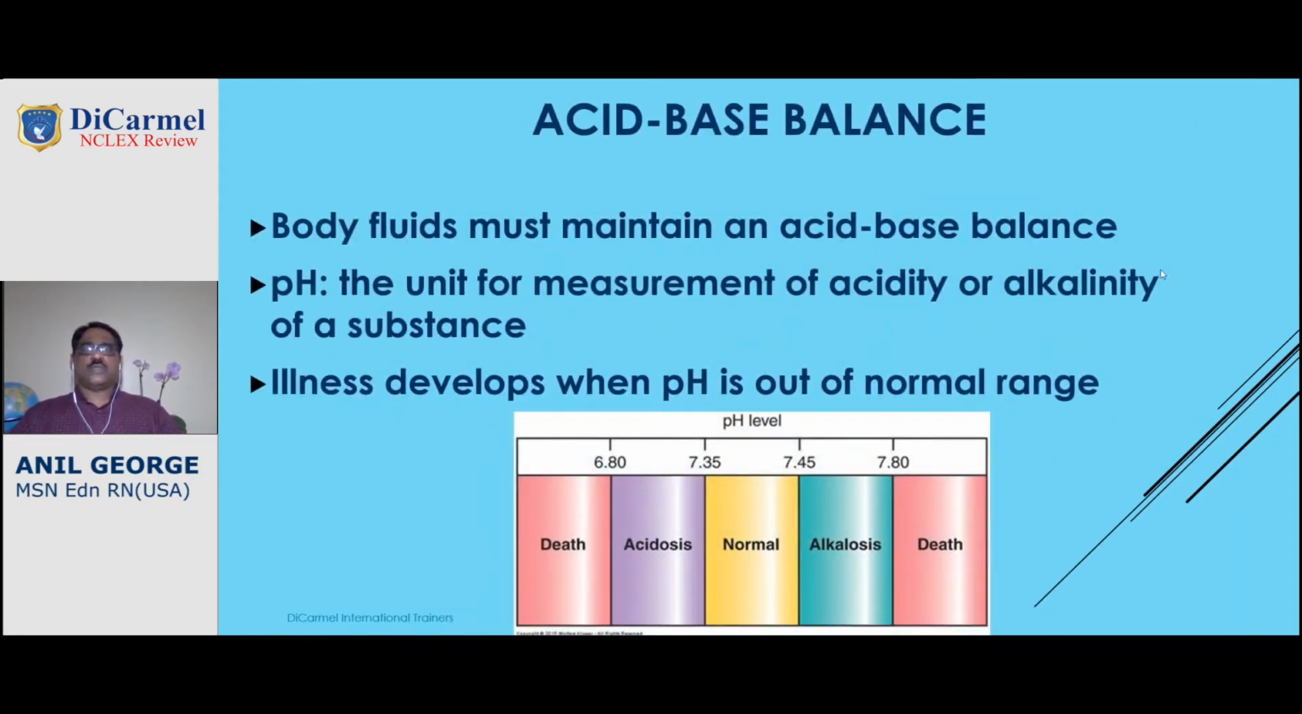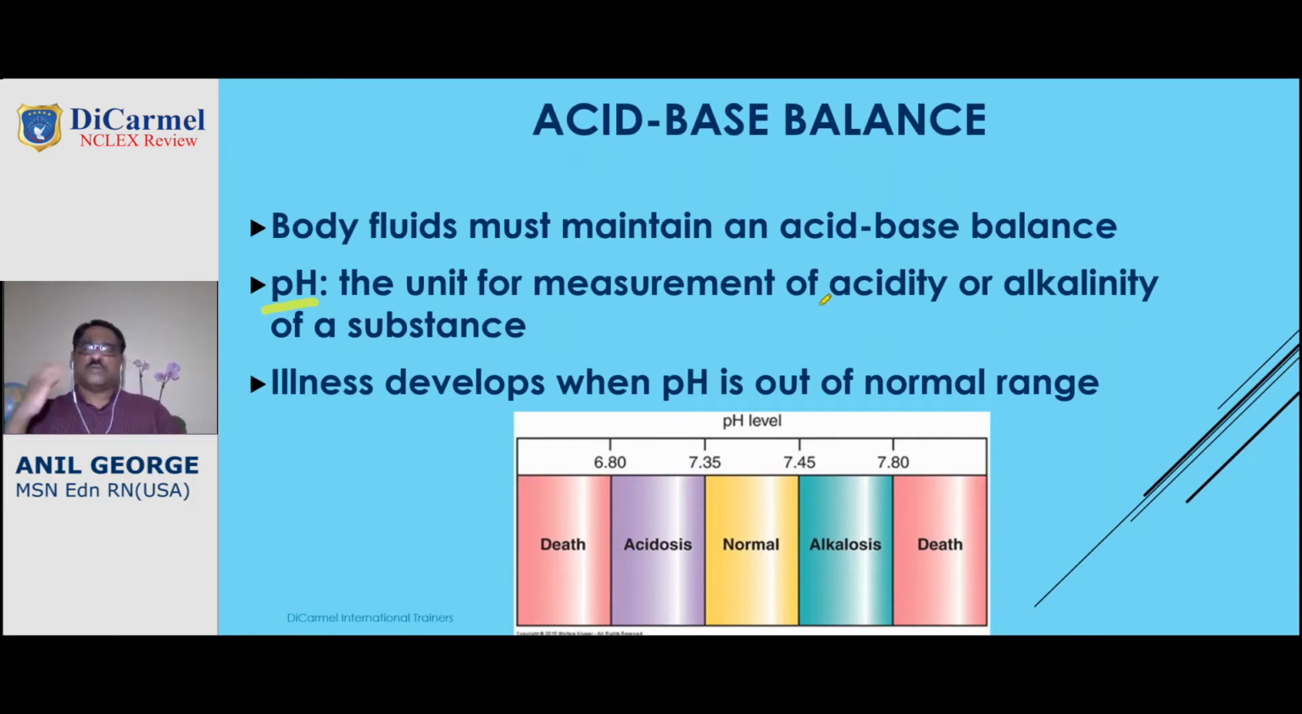So let's use our PowerPoints here to understand a little more closely acid-base balance. The underlying concept is that for us to survive and function, our body fluids must have a certain balance, what we call equilibrium or homeostasis. So all body fluids should have that balancing mechanism. One of the major indicators of that is pH, which is the unit for measuring the acidity or alkalinity of whatever substance we have, whatever body fluids.